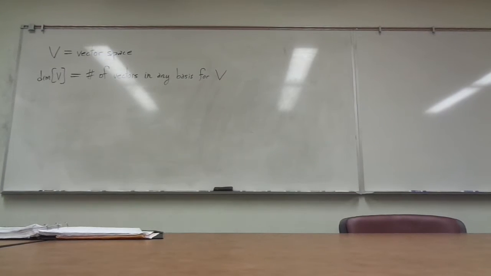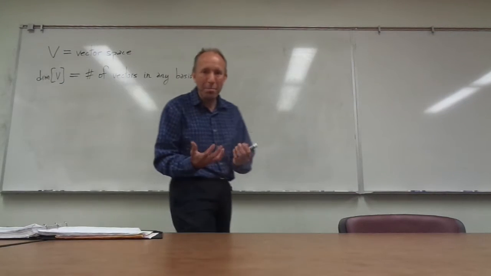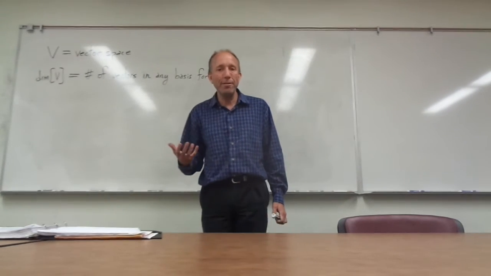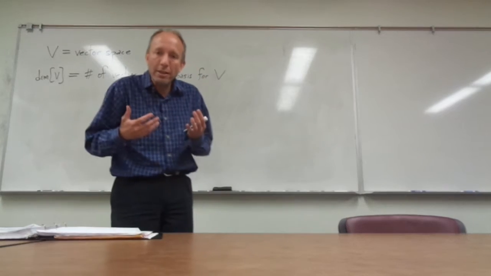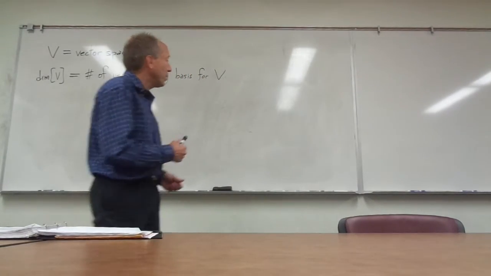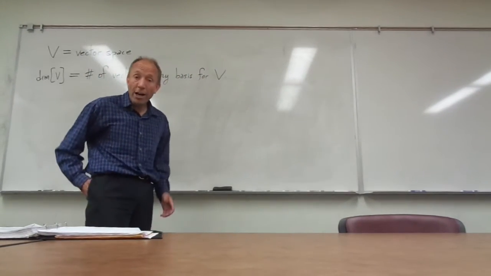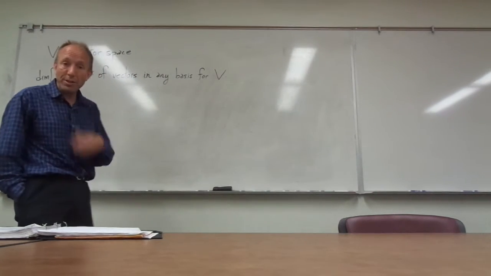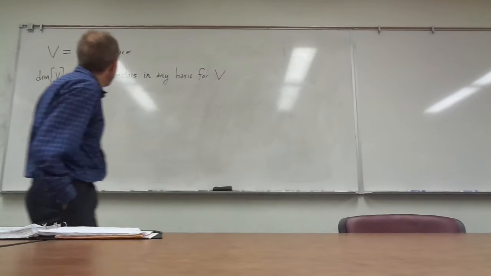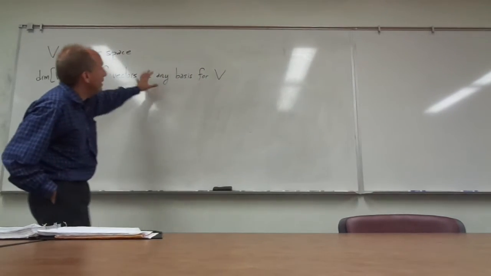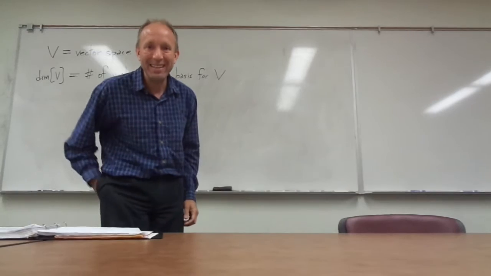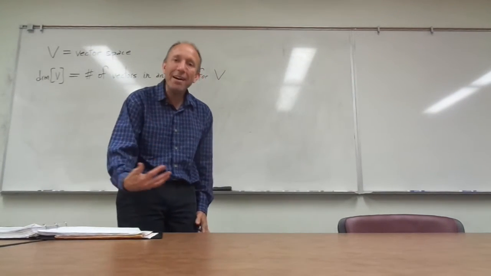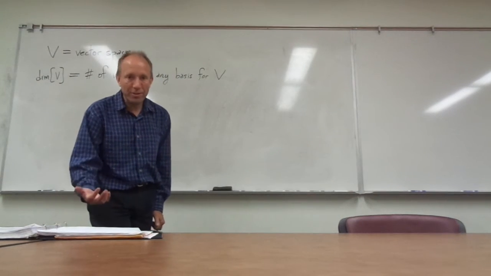Hey guys, I just want to say a little bit more about this magic number, the dimension of a vector space. Knowing the dimensions of vector spaces is a really important thing to the theory of linear algebra in general, and it's going to play an important role for us for the rest of this course. So remember that the dimension is just the number of vectors in any basis for V. There's a correct number of vectors that you have to have in a basis for any vector space.